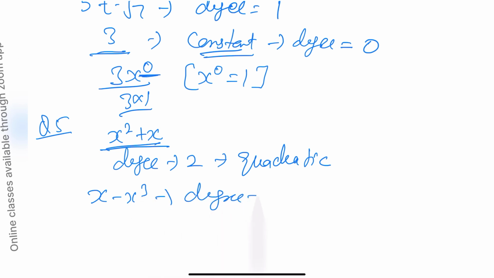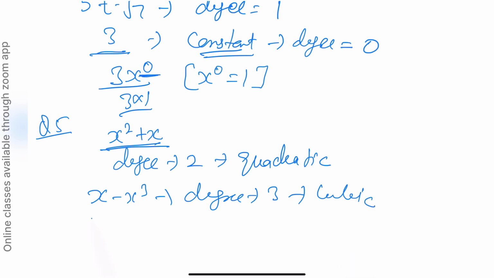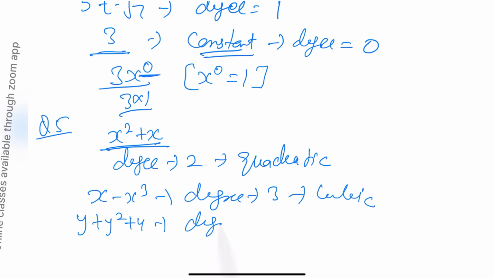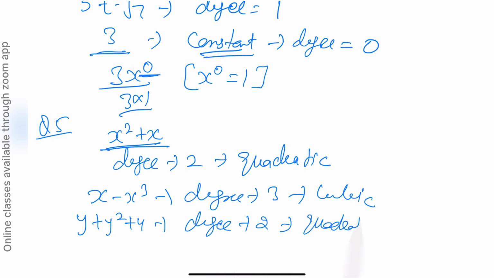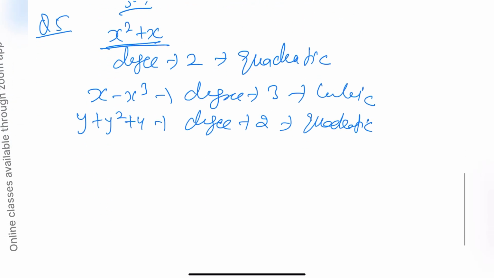x minus x cube, so degree is 3. When degree is 3, it means cubic. Next is y plus y square plus 4. Here degree is 2, so degree 2 means this is a quadratic.